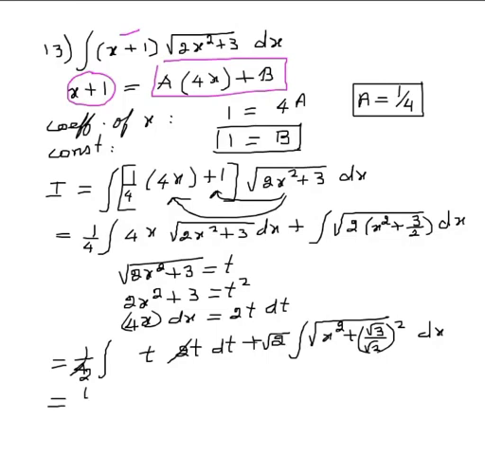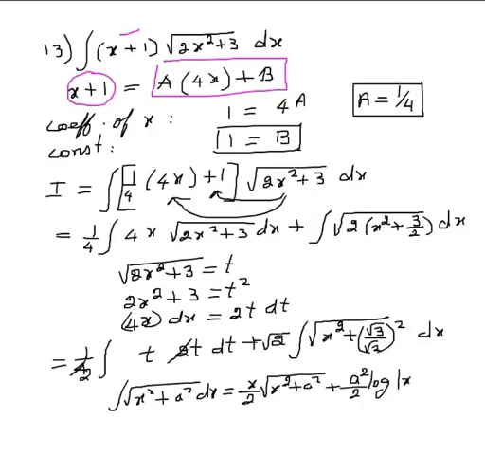Now integral of t square is t cube divided by 3. And let us use the formula for this term. I will write the formula. The formula is integral root of x square plus a square dx, which is x by 2 root of x square plus a square plus a square by 2 log of x plus root of x square plus a square and plus c.